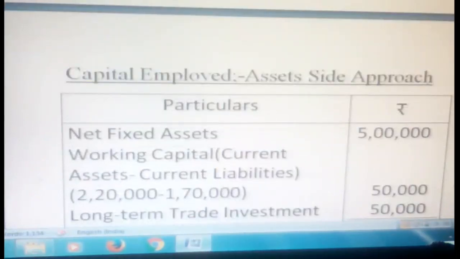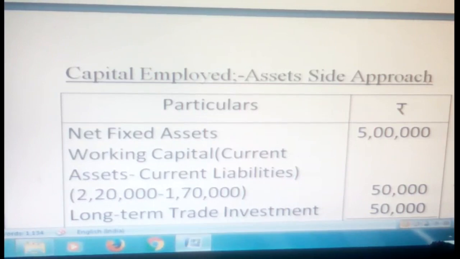Here, one is the liability side approach and the other is the asset side approach. Only for understanding purposes you want to know how to calculate both. Suppose sometimes the sum is given only from the liability side. Then you have to do it from the liability side. Sometimes they give only the asset side. That's why you want to know both sides.